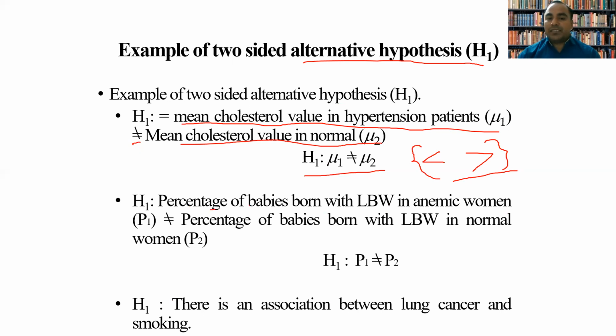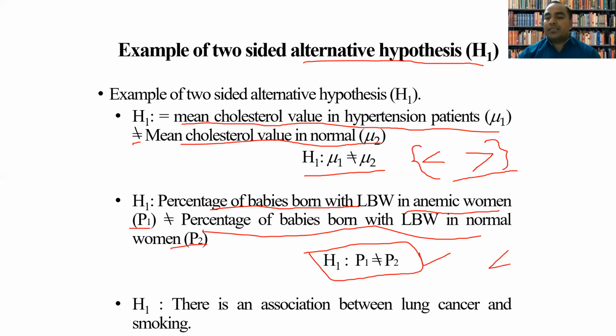Same way, we can say the percentage of babies born with low birth weight in anemic women, which is P1, does not equal the percentage of babies born with low birth weight in normal women. In notational form, we can say P1 does not equal P2. That means P1 may be less than or greater than P2. So there are two situations coming. Direction is not clear. That's why it is known as two-sided test or two-tailed test or non-directional test.